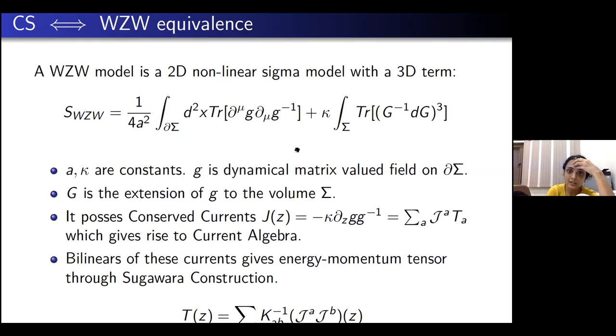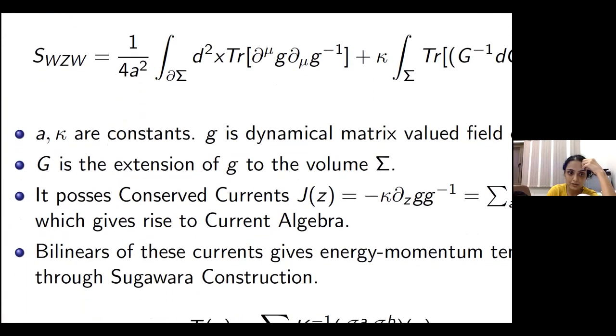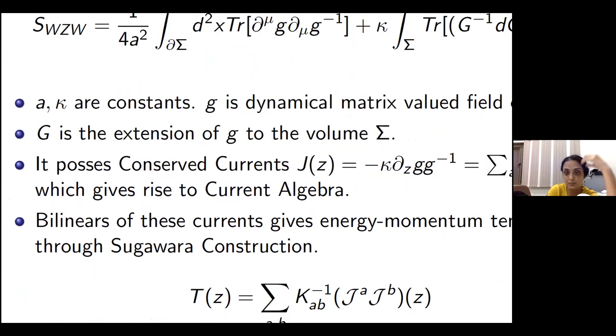in this model. Of course, A's and K's are constants, and so for this model, you can actually construct conserved charges. There is a current symmetry in this system. You can construct the currents, and from the currents, you can do a Sugawara construction and also construct the corresponding stress tensor. You can write down the algebra of the stress tensor, and you will see that if your Wess-Zumino-Witten model is written for gauge group SL(2,R), then the algebra of the stress tensors will just give you Virasoro. So that is the equivalence between SL(2,R) Chern-Simons with Wess-Zumino-Witten, or you can equivalently think of it as gravity in AdS3 with Wess-Zumino-Witten.